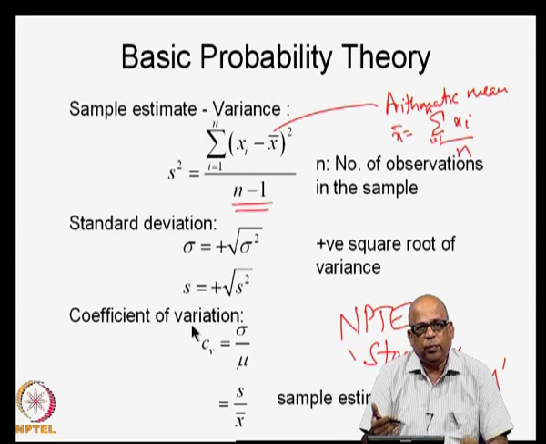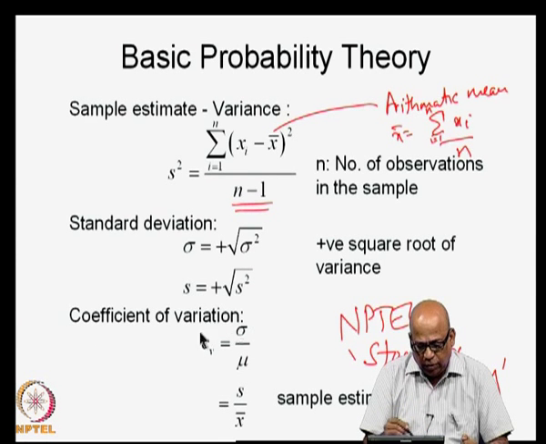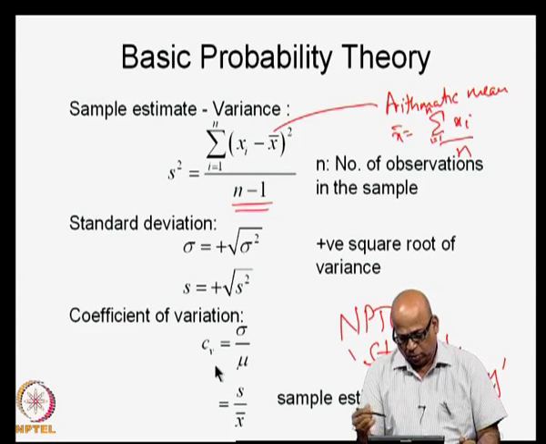Then we have the concept of the coefficient of variation, because both the mean mu and the standard deviation sigma will have the units of the original random variable itself, and we want a unitless quantity to examine the variation. That is why we define the coefficient of variation as sigma over mu, or S over x bar. As you can see, this will be a unitless quantity.